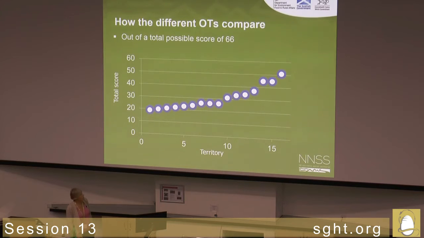So what about the actual territories? What we've got across the bottom are the 16 territories in ascending order with the scores. The highest score was 51. We did score the UK just for fun to see what it would look like. And it came out at 58. So the total possible is 66. So the UK's got a little bit of a way to go there to be really, really good. But 58 isn't that much higher than the highest overseas territory. Any guesses on which is the top scoring overseas territory?